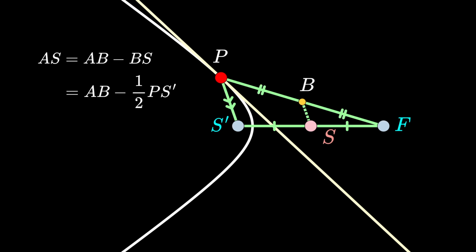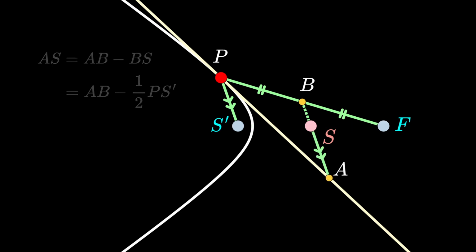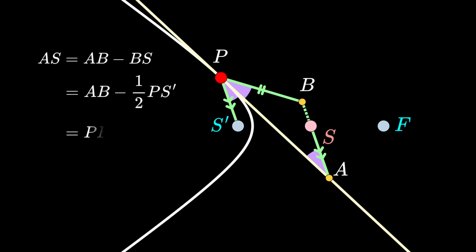The next step is to rewrite the length AB as something else. To do that, we need to use the property that these two angles are the same. But because PS' and AB are, by construction, parallel, we have a third angle being the same. This implies that AB is equal to PB, so we have AS to be PB minus half PS'.